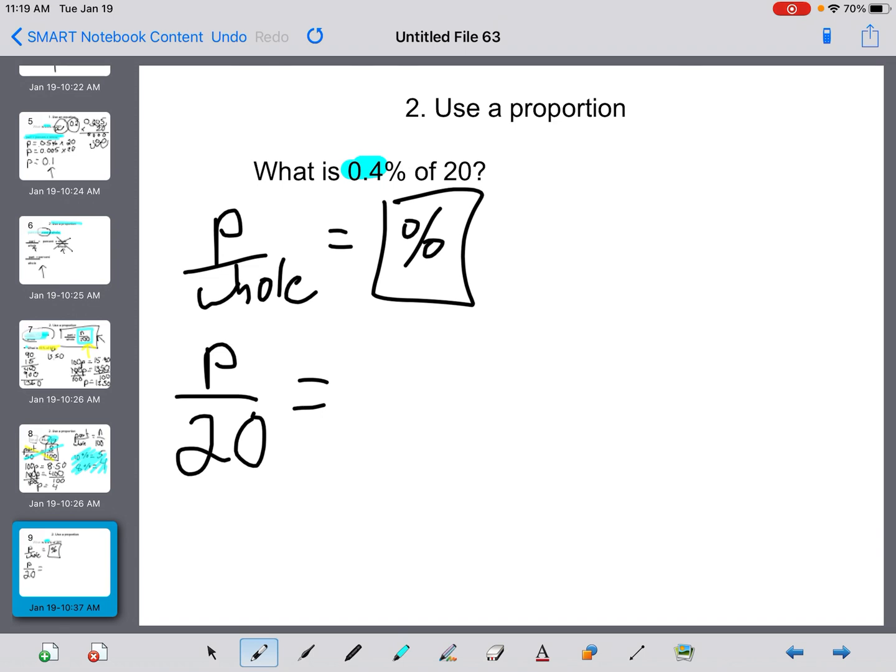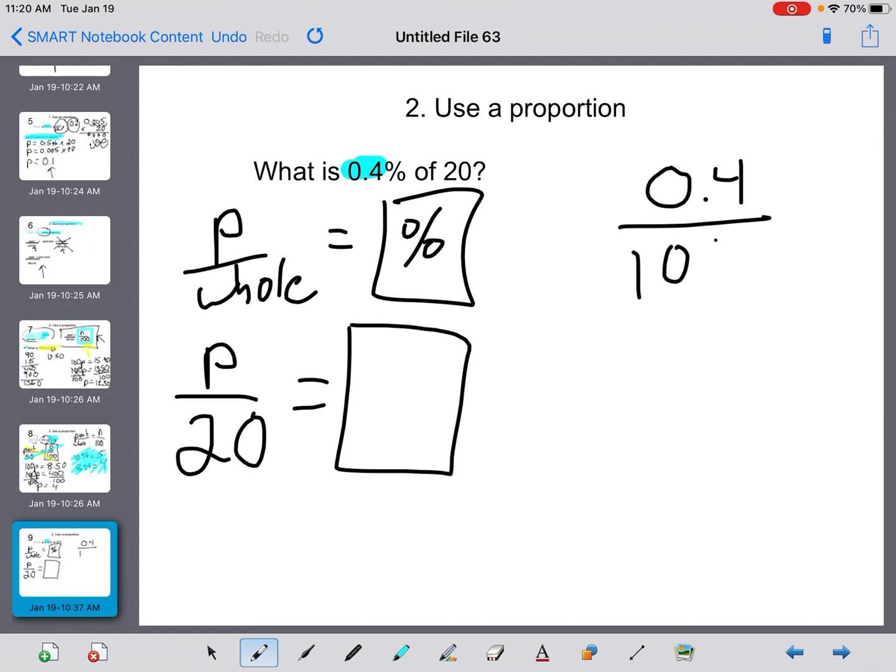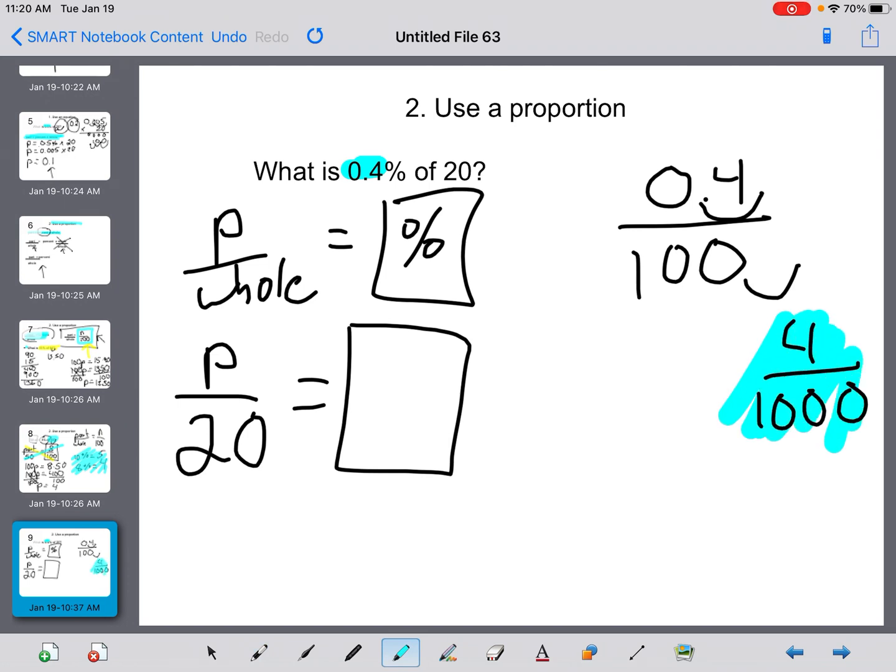So my 0.4%, I now need to write it as a fraction. 0.4%, that means I have 0.4 out of 100. But when I work with a fraction, I don't want to have a decimal in my fraction. So I'm actually going to multiply the top and the bottom by 10. So I actually get 4 out of 1,000. This 4 out of 1,000 is the same as 0.4%. I just don't want to deal with a decimal in my fraction.